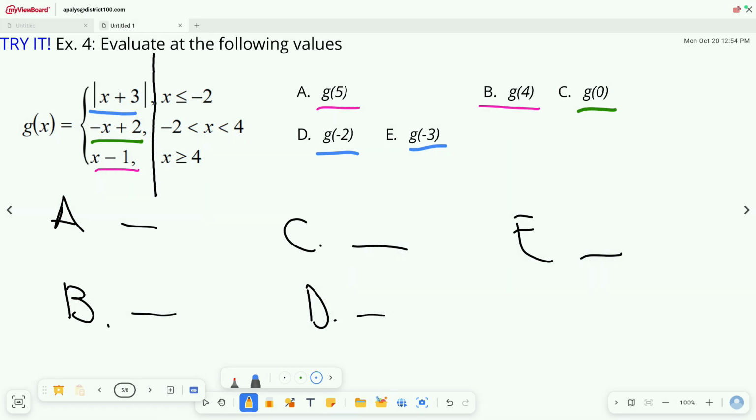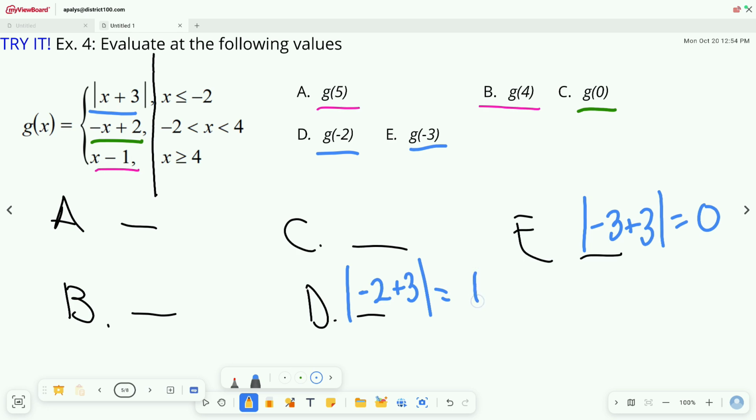So for my blue, I'm going to do D and E. So the absolute value of -2 plus 3 and the absolute value of -3 plus 3. What's -3 plus 3? 0. What's the distance 0 is from 0? 0. Okay, -2 plus 3? +1. How many spaces is +1 from 0? 1. Okay.